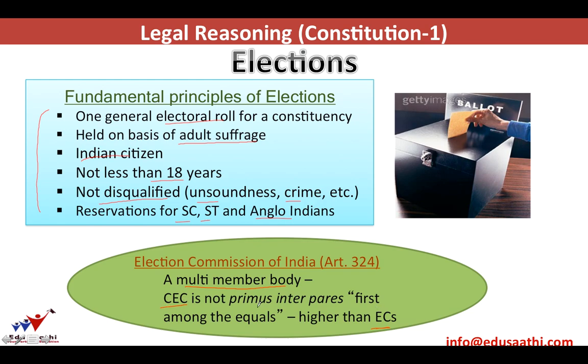The chief election commissioner is not primus inter pares. That means he's not senior to the election commissioners. They are treated equal. He's not the first amongst equals. So all the decisions which are taken by the Election Commission are based on the majority. Recently, Nasim Zaidi is the chief election commissioner, and the other election commissioners are Achal Kumar Jyoti and Om Prakash Rawat. So these are the three persons who form the Election Commission of India.